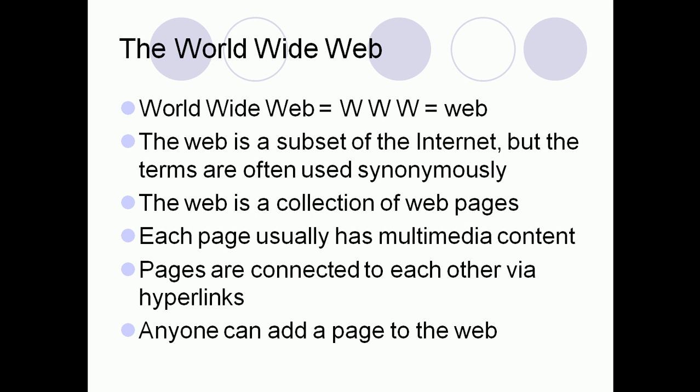Now the World Wide Web. We talk about it, World Wide Web, that is WWW, for the web. The web is a subset of the internet, but the terms are often used synonymously. Some people refer to the web as the internet, but it's the web that is a subset of the internet. Now, a web is a collection of web pages. Each page usually has multimedia content. Pages are linked or connected to each other via hyperlinks.